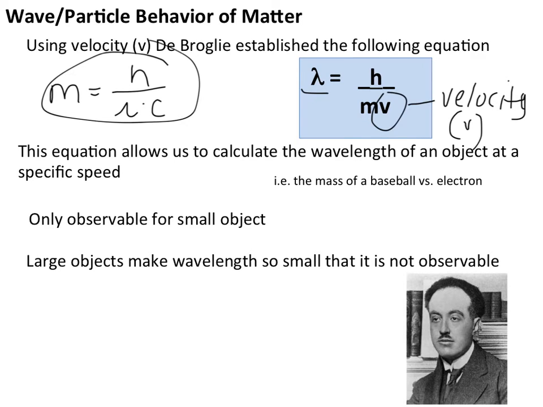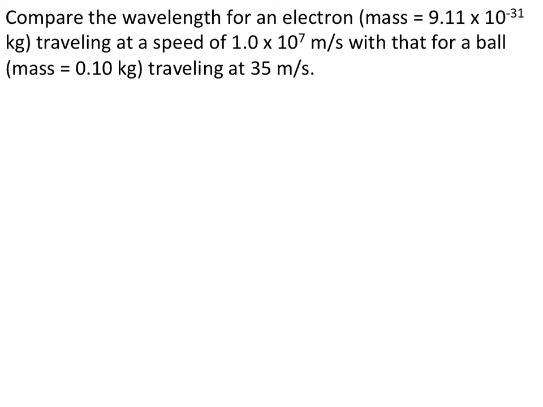So let's go ahead and try some calculations to show how this works exactly. They want us to compare the wavelength for an electron with a specific mass, as you see here, traveling at a specific velocity, with that for a ball that has this mass traveling at this speed. So basically this is two calculations of wavelength, one for an object with relatively small mass and one with an object with a relatively larger mass. And we're going to look at the wavelength values that we get for each of these. So we're going to be using this equation.